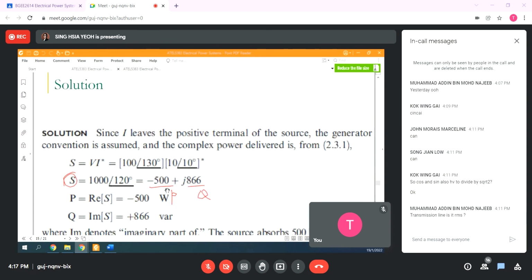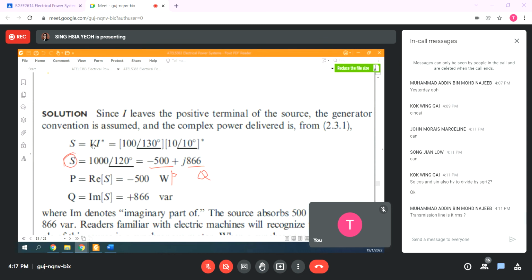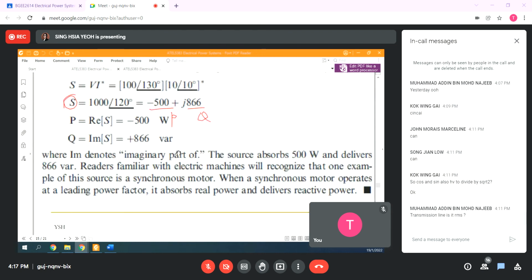So, calculation of real and reactive power. Normally I will use S equals VI conjugate. You know what conjugate is, right? If you don't want to press the conjugate on your calculator, you can multiply 100 angle 120 with 10 angle negative 10. Conjugate is actually changing the angle from negative to positive or positive to negative, the opposite sign only.